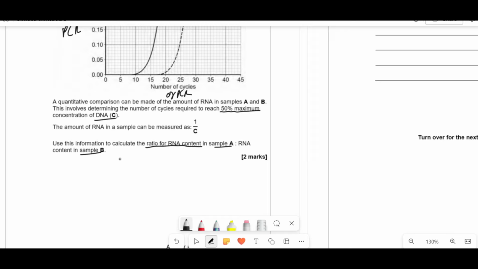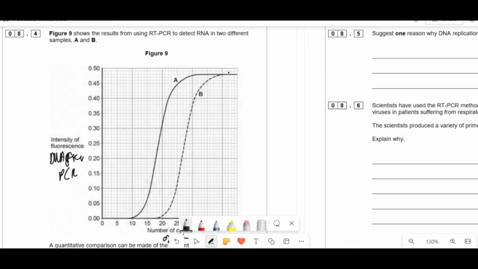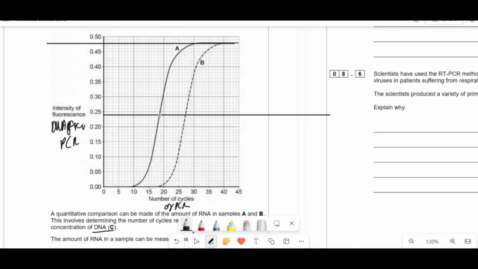Lots of people were just saying utter garbage. Here, the question's told you that if you reach 50% maximum, you get C. So I'm going to look for A and B, and I'm going to look for its C here. So it's the number of cycles to get 50% of the maximum concentration. The maximum concentration is up here, which this straight line was just drawn horrendously. That's the maximum concentration. We want to find 50% of that. So that's 4.6, 4.7, 4.8. So we're looking for wherever half of 0.48 is, which is 0.24, which is here. We're looking at the number of cycles that hit these.